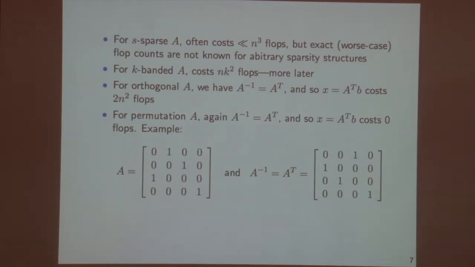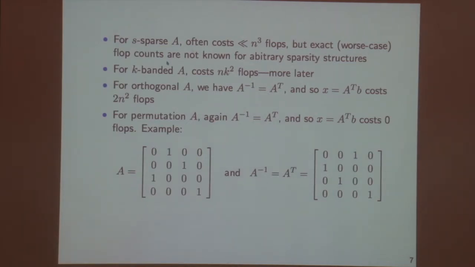We're not going to talk about algorithms for sparse linear systems. There are entire books about that, but the takeaway point is that it can often be done a lot more cheaply than for a dense system. It can often be done even in linear time if the amount of sparsity is on a linear order with n. But exact worst case flop counts are difficult.